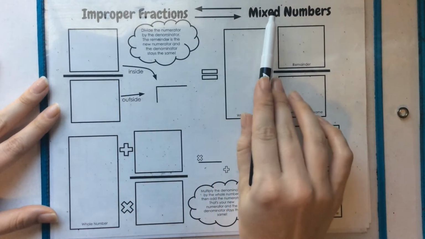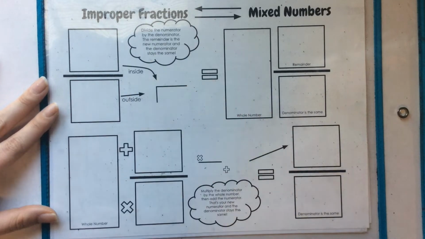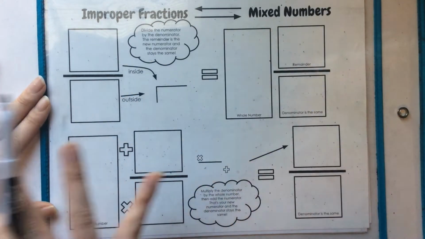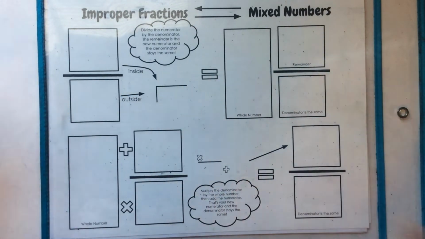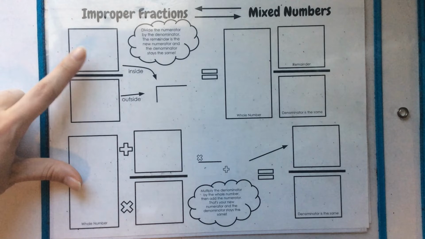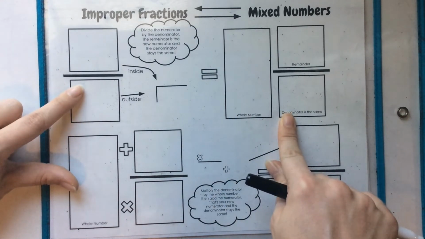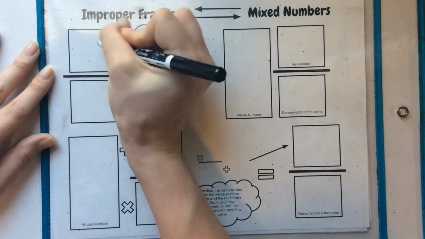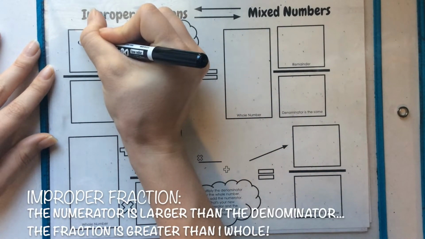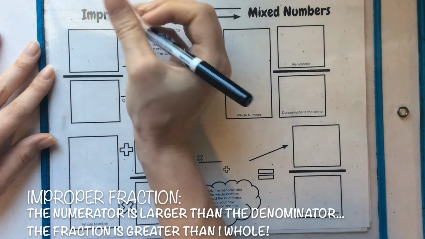Improper fractions to mixed numbers and mixed numbers to improper fractions. This looks like a lot, but it's actually pretty simple, and it's really just the opposite way around. So let's start with an improper fraction to a mixed number. An improper fraction is any fraction that has a numerator that is greater than its denominator.